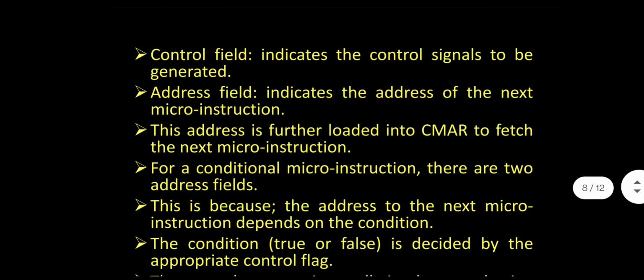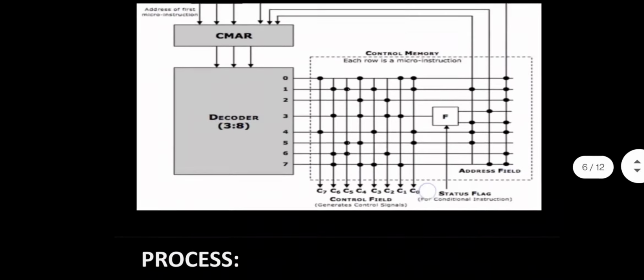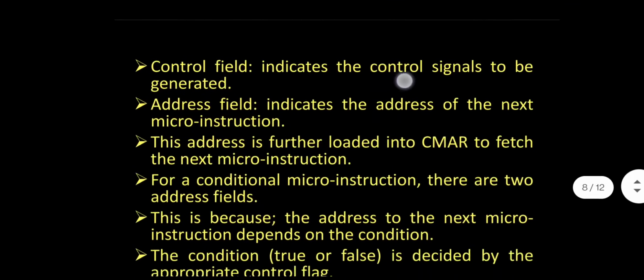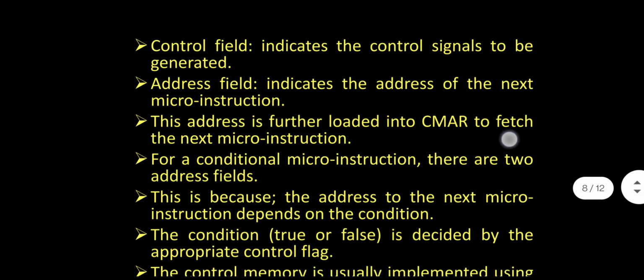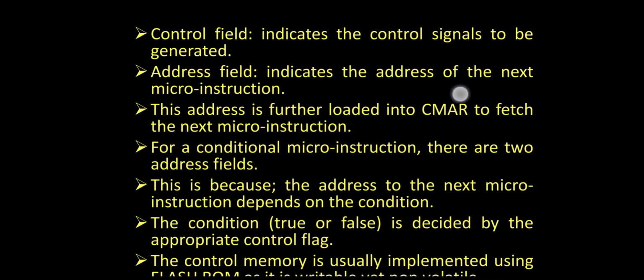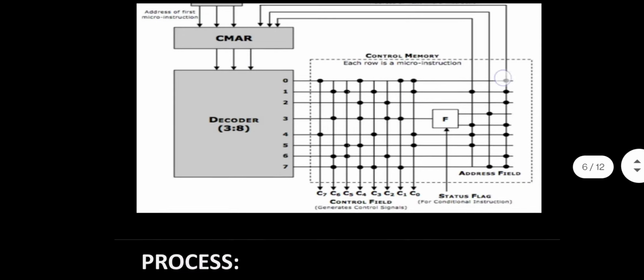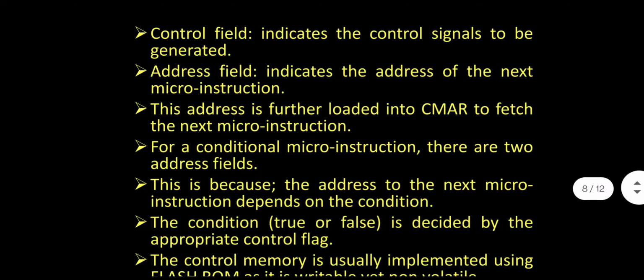The control field indicates the control signals to be generated, and the address field indicates the address of the next microinstruction. The address field, present beside the flag, indicates the address of the next microinstruction to be generated. The address is further loaded into the CMAR to fetch the next microinstruction.